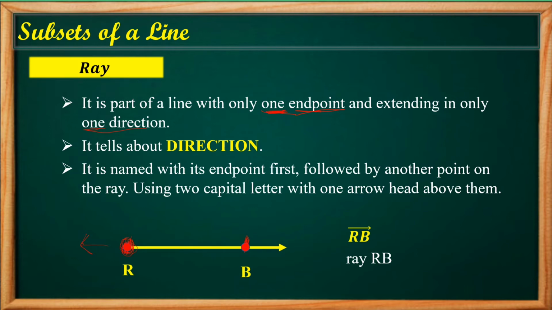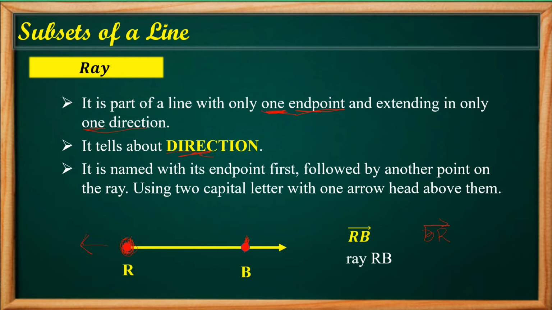Hindi, sir, pwede bang isulat natin is ray BR? Hindi. Kasi, kapag ray BR, from B going to R, remember, kapag sinabi natin ray, it talks about direction. Since ang direction natin from R to B, therefore we have ray RB.